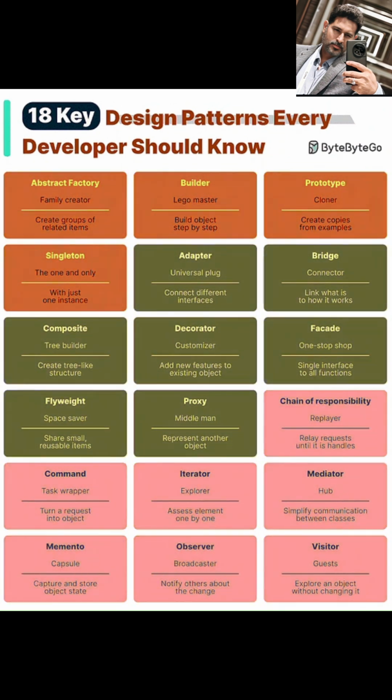Following that, we have the bridge, the connector. This pattern decouples an abstraction from its implementation so that the two can vary independently. It's about linking what something is to how it works, allowing both to evolve separately.